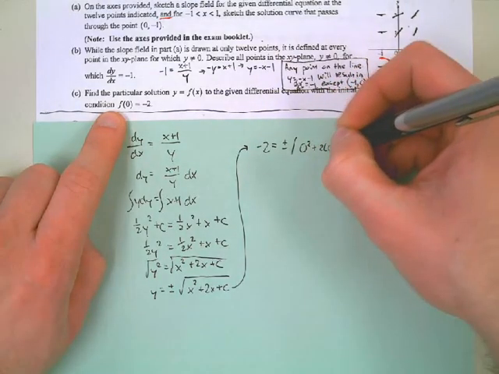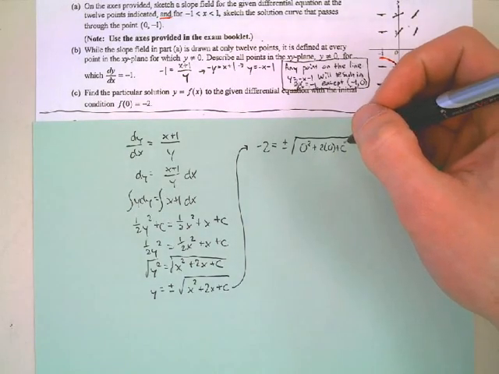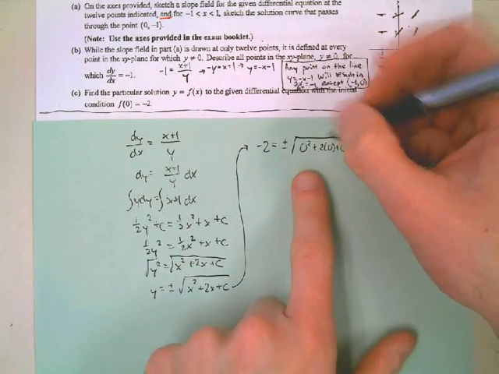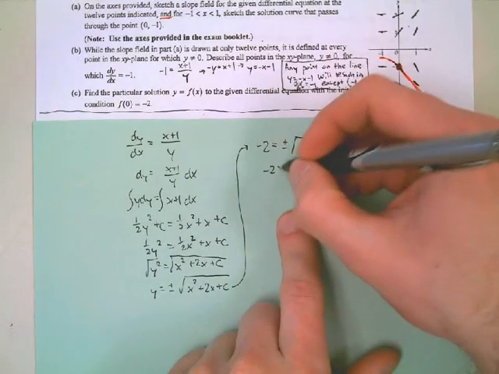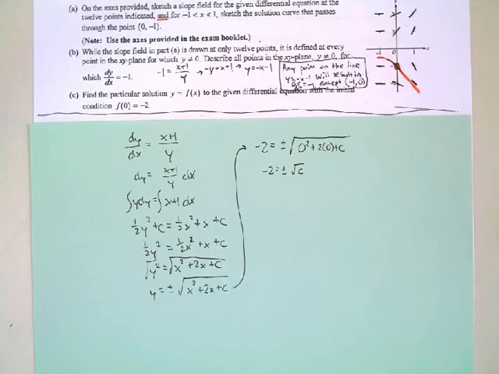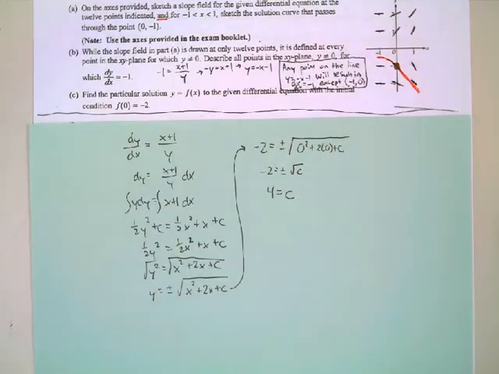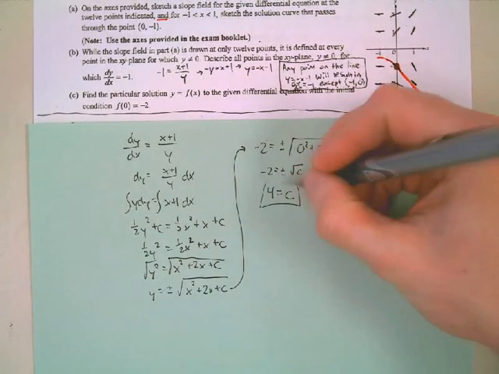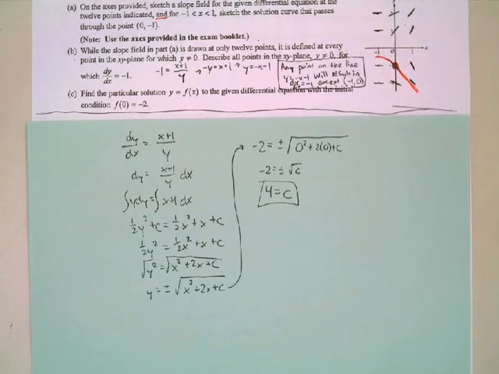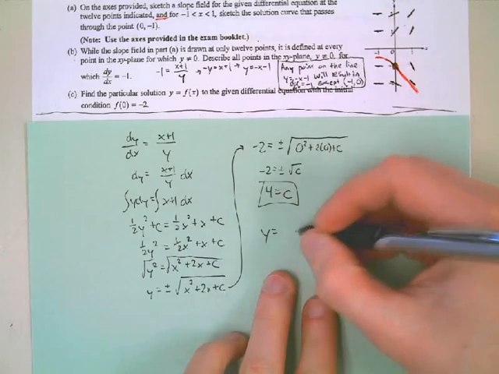Okay. And so then we get negative 2 equals plus or minus the square root of c. But what do we do to both sides? Square it, so the plus or minus is going to disappear. So you get 4 equals c. And there's our answer. No, that's not the final answer. Y equals plus or minus the square root of x squared plus 2x plus 4. That's our final answer.